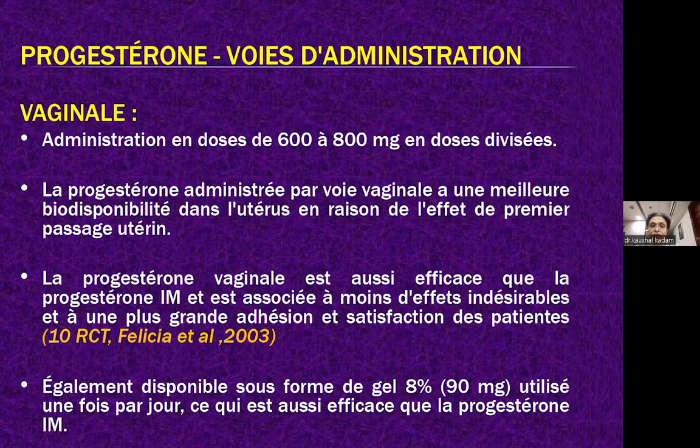And it is also available as the 8% gel, which can be used once or twice daily. The only drawback for the vaginal progesterone is that patients do complain of a lot of messiness. It's just because the vaginal progesterone leaves a lot of powder behind, and it does not give a very good feeling, and some of them develop infections later on. So that is the only problem that they face with the vaginal preparations.